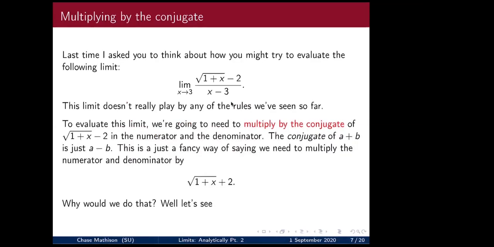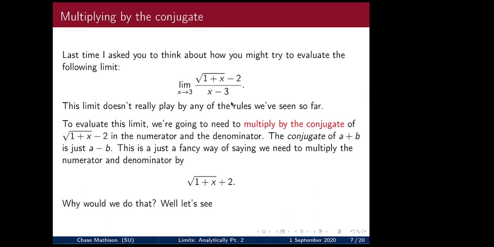So let's look at multiplying by the conjugate. I forgot to put the pauses in my Beamer slides, so I don't have the fancy reveal. But here we go. So last time I asked you guys to think about this limit here. How would you evaluate the limit as x approaches 3 of square root of 1 plus x minus 2 over x minus 3?